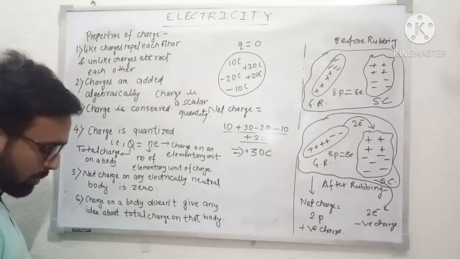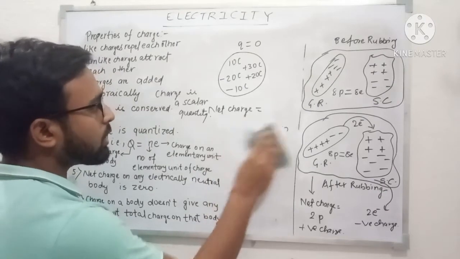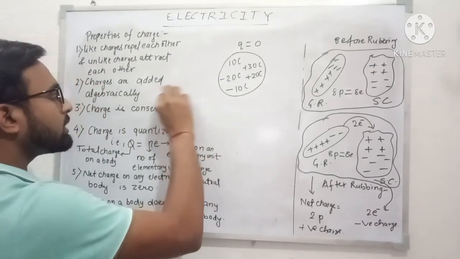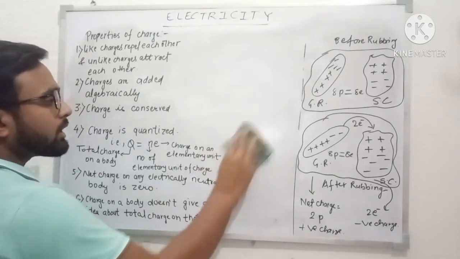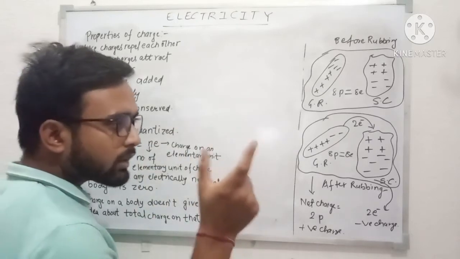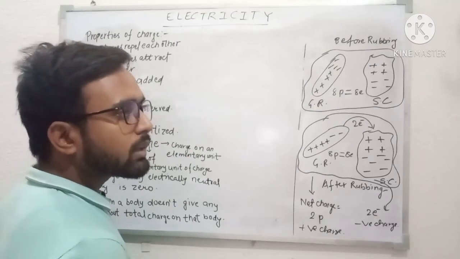The fourth property of charge is that charge is quantized. What does it mean? Charge is quantized. It means it is an integral multiple of its elementary unit. It is an integral multiple of its elementary unit.